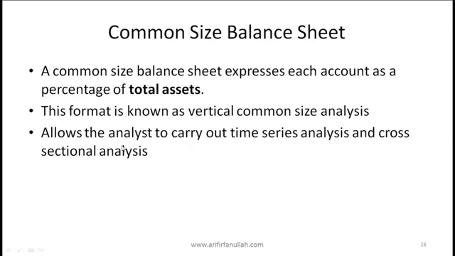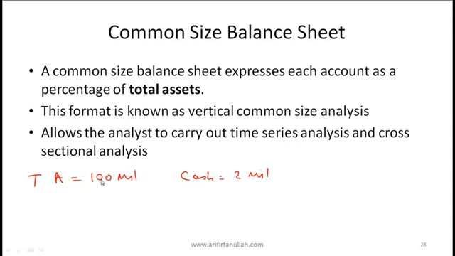If you have a company with total assets equal to 100 million, then every single item on the balance sheet is shown as a percentage of 100 million. So if your cash is equal to 2 million, then cash will be shown as 2% of 100, and so on. Now this allows an analyst to carry out time series analysis.